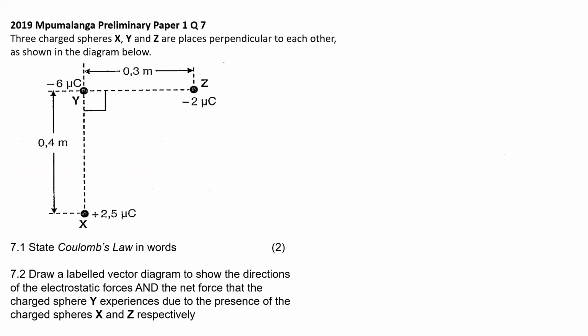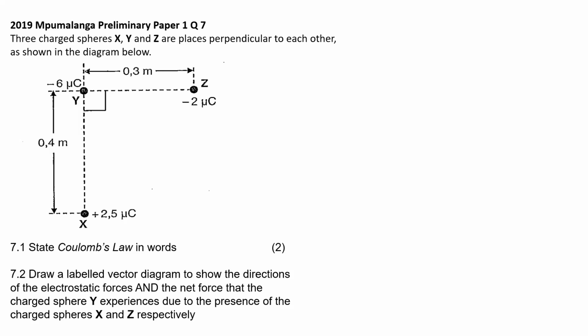2019 Mpumalanga Prelim Paper 1, question 7. I must acknowledge that. Here's the question. Three charged spheres, X, Y, and Z, are placed perpendicular to each other as shown in the diagram below. So there's your diagram there. You've got a two-dimensional situation. Then the first question says, state Coulomb's law. Again, guys, it's important to know these definitions. Either you're going to get 2 marks or you're going to get 0 marks. There's no in between.